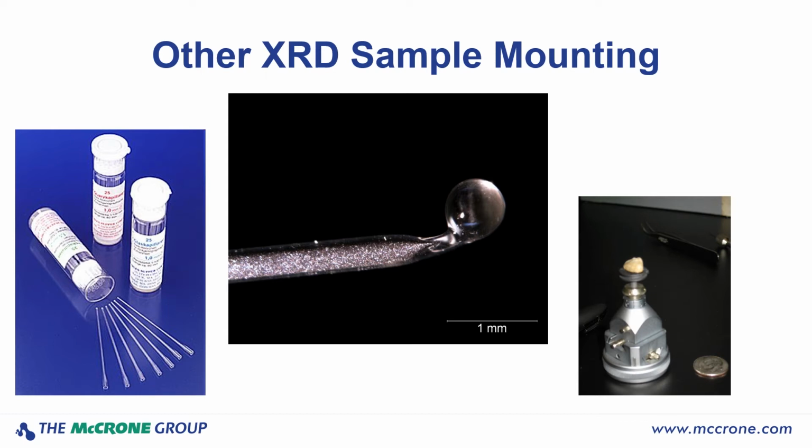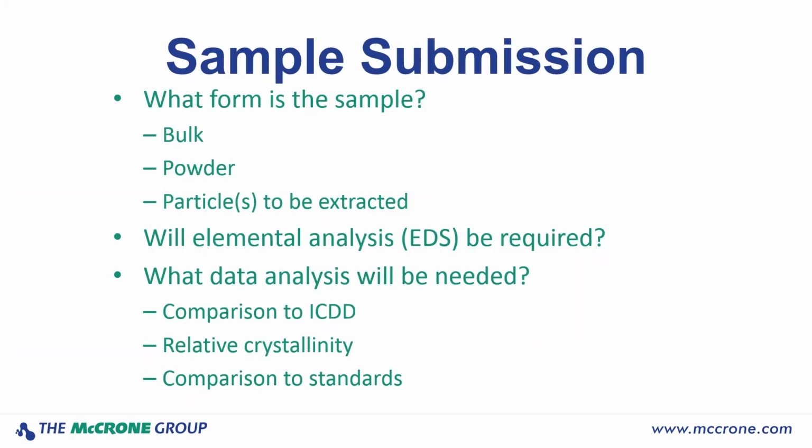So with particles and powders and bulk, these are some of the types of samples we receive for analysis. We can also have particles that are extracted or, as the result of filtration, isolate them and analyze them by SEM-EDS and/or XRD. Usually when something comes in for XRD, we will ask if you do need elemental analysis and what kind of data analysis you need.